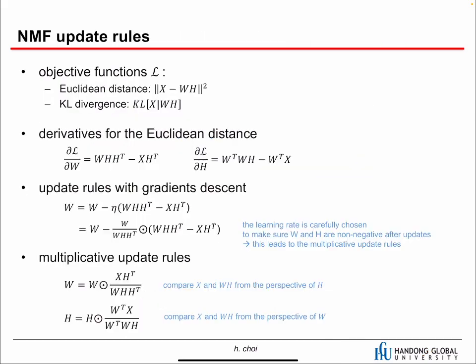Okay, now let's talk about NMF update rules. First, we have to think about the objective function. So this is our objective function, but there is a constraint. W and H should be non-negative. Euclidean distance is fine. We can minimize this reconstruction.